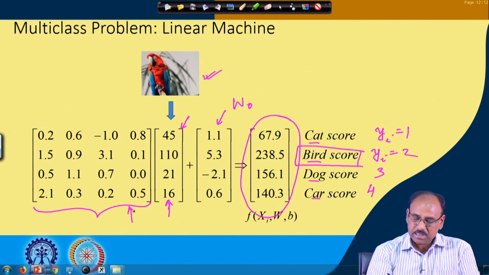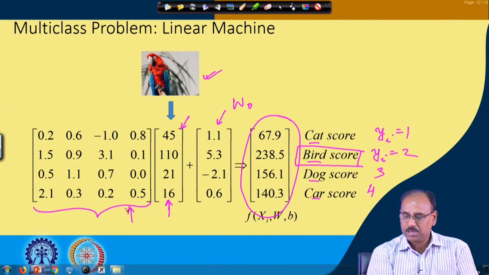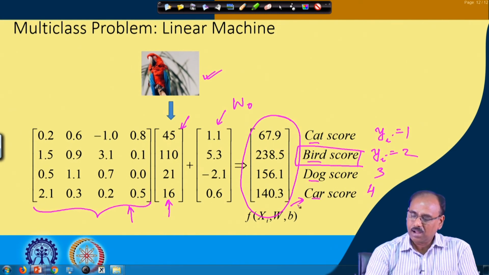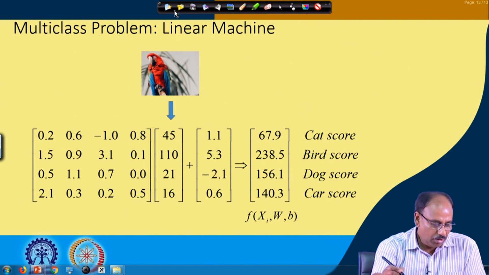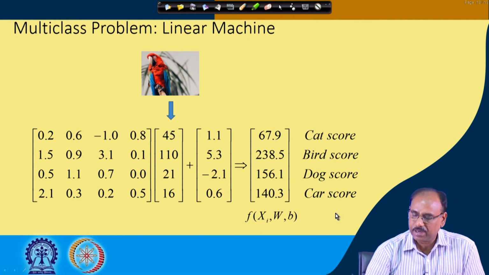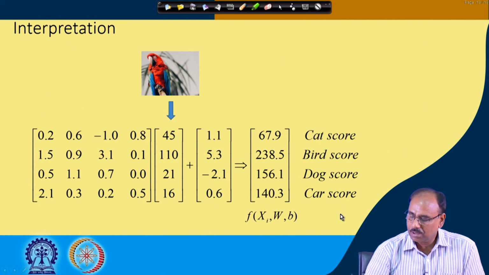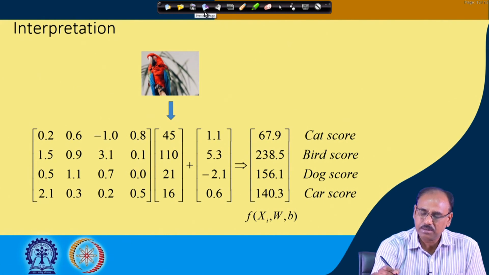If these parameters are not properly tuned, then it is possible that the score for car might be more than the score of bird, in which case the classification the linear machine gives is an erroneous classification, and I should be able to update the parameters. In order to do this, I define a loss function. I will come to this a bit later.